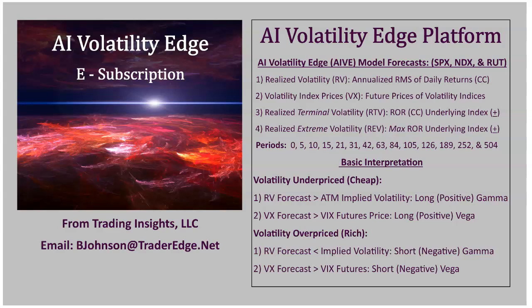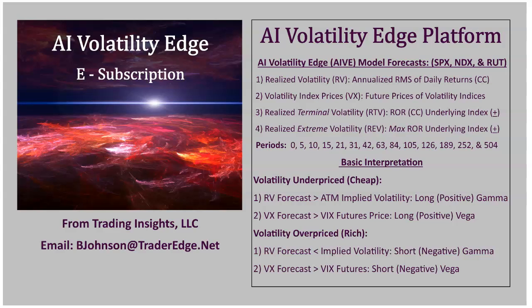The realized extreme volatility is similar. It is also forecasting the percentage change in the underlying index, but it represents the maximum interim change in the return of the underlying index over that same 21 trading day period. So for example, if the realized terminal volatility was expecting a plus or minus 5% price move, the realized extreme volatility might be plus or minus 7%.